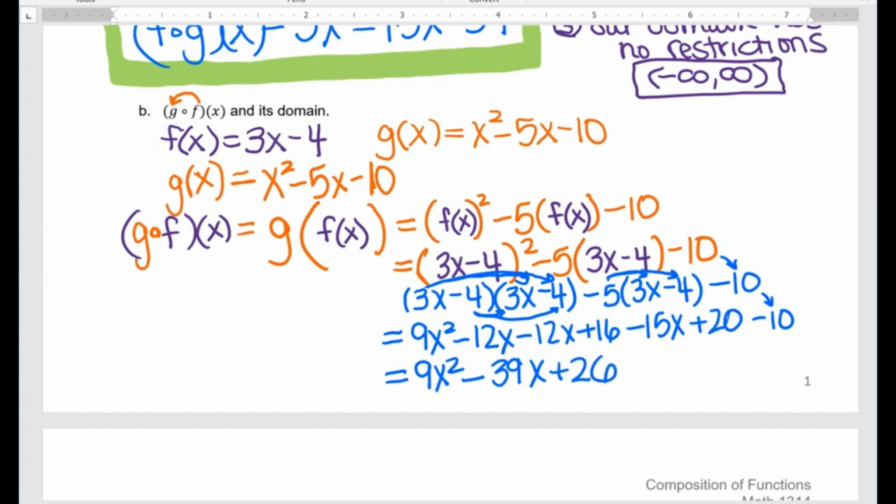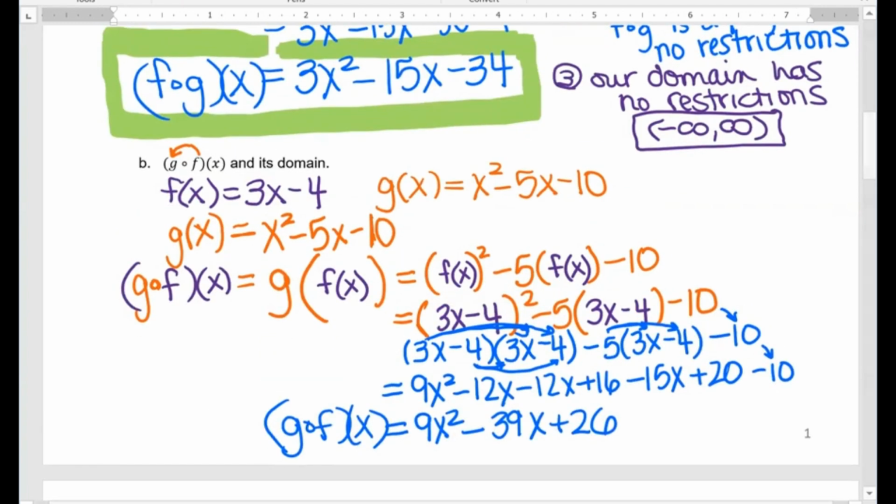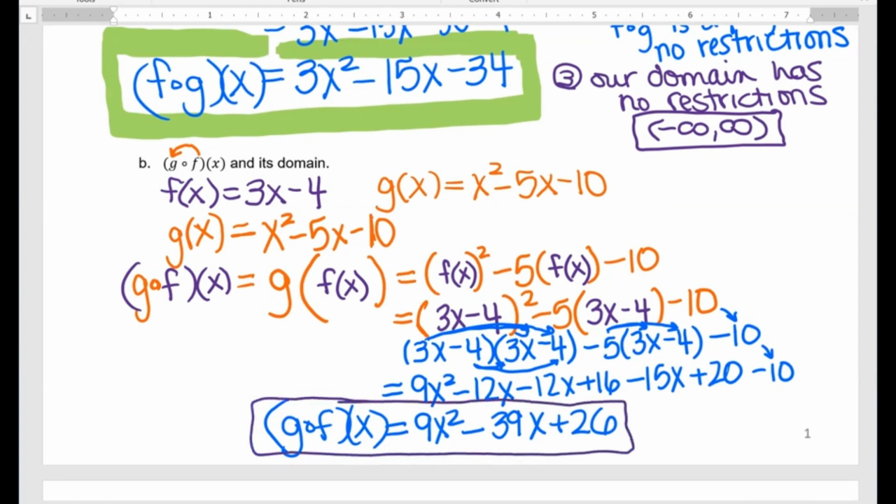And this is g composed with f of x. I'm going to scroll up just a little bit. You can see that they are not the same answer. We're going to have specific cases where we get the same answer, but that's in a later section.